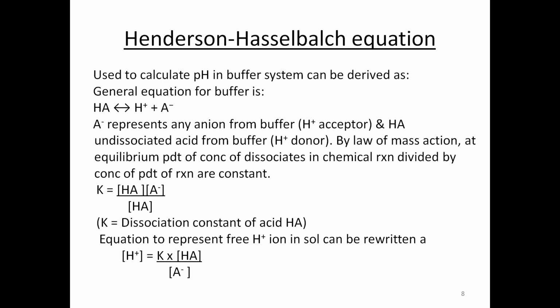Now, by the law of mass action, at equilibrium, the product of the concentrations of the dissociated products in a chemical reaction divided by the concentration of the reactant is constant. So K is equal to H into anion, okay, upon HA, where K is your dissociation constant of the acid, okay. So then this is the equation you get here, okay.